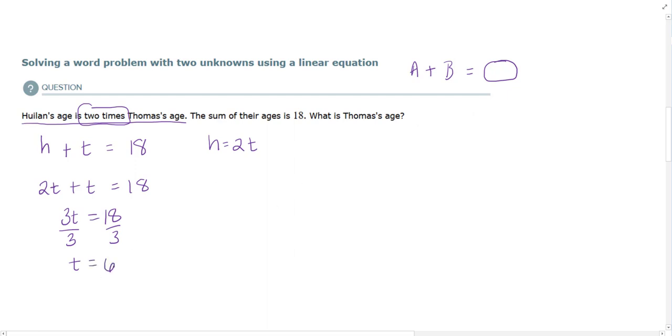And this worked out nicely because we ended up finding t, which we had said was Thomas's age, and that's what we were asked to find. So this is, in fact, our answer. And you can always check these by just making sure that the number you get makes sense. So we know now Thomas should be 6, and so we can figure out Huilan is going to be twice that, 2 times 6, or 12. And if we add 6 and 12 together, we get 18, which is what they said we should get, right? The sum is 18. So we can feel pretty good that 6 is the correct answer.